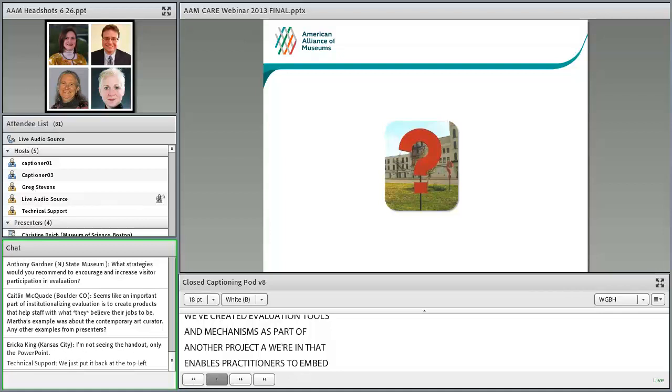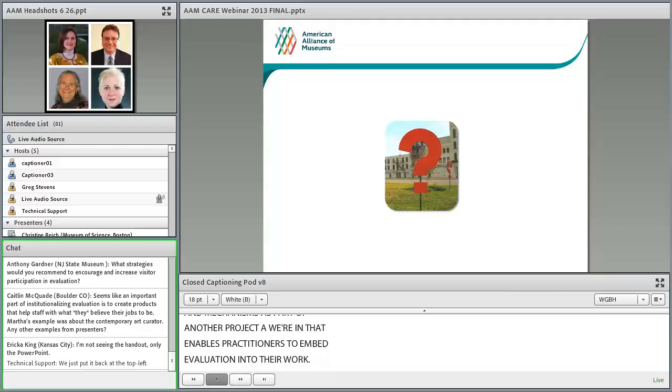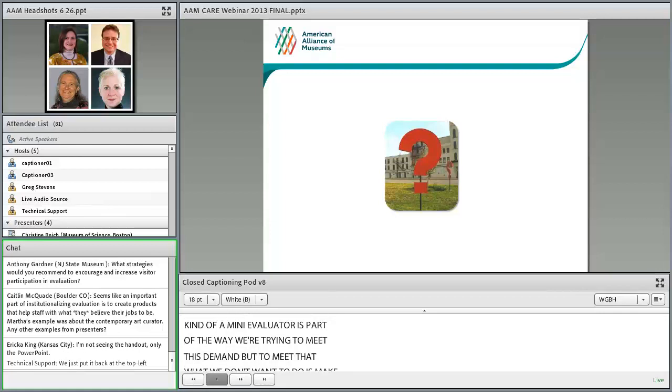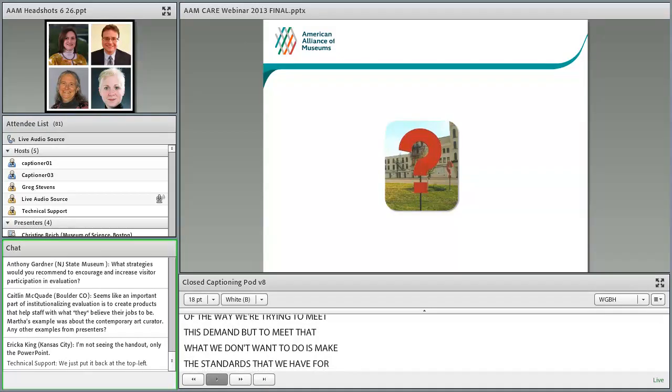So we've actually started a process where we've created evaluation tools and mechanisms, as part of another project we're in called NISENet, that enable practitioners to embed evaluation into their work. So it's really quick, easy ways to gather some data and then reflect upon that data, that can be a part of your practice, that anyone who's interested can do.